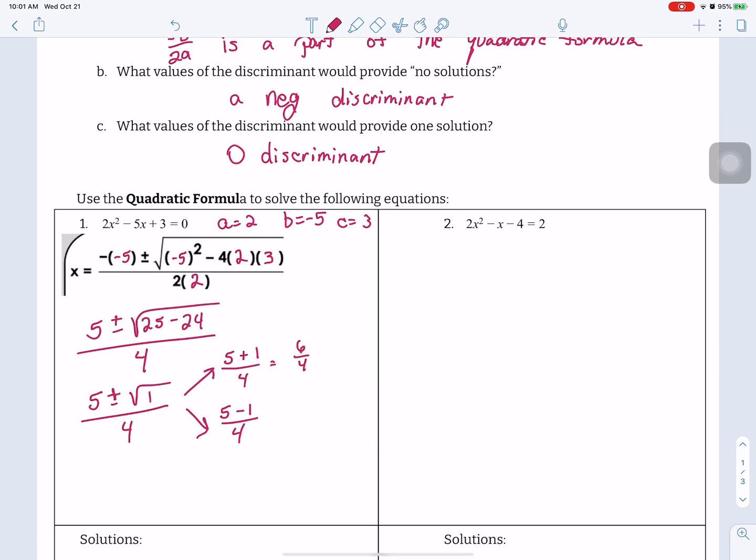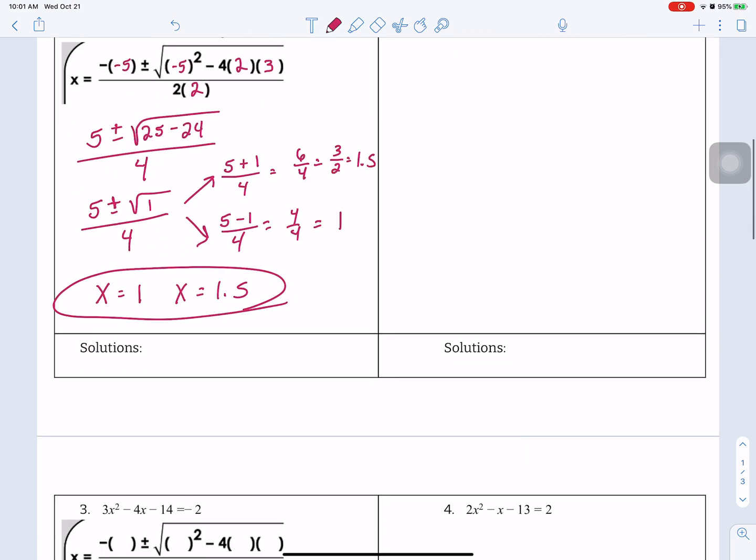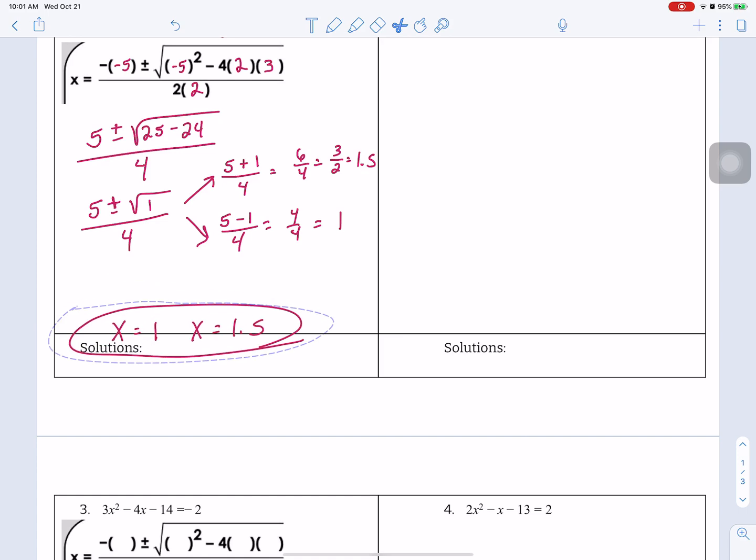So 6 over 4, or 3 halves, or you could have said 1.5. And this one's 4 over 4, or 1. So my two solutions is x equals 1 or x equals 1.5. That would be where that graph crosses the x-axis. Oh, I could have written them down below. We'll just move that.